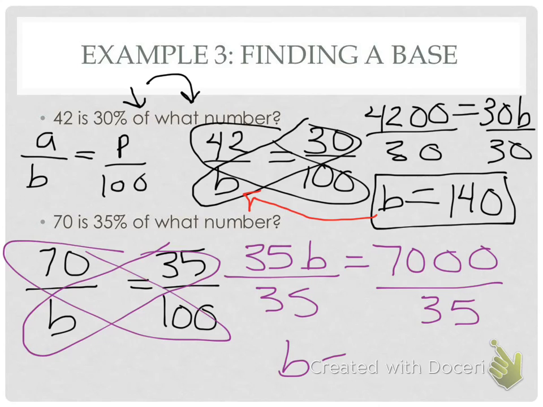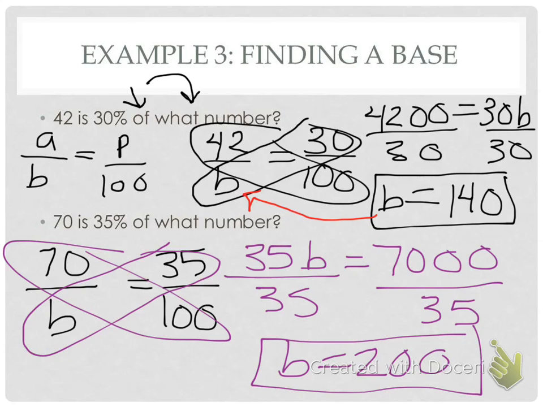And B equals 200. Notice I do not have a percentage in my answer. B is not a percent. It's just a number. The only time I have a percentage in my answer is when I'm solving for P. I'm solving for percent. If you understand everything that we just went over, that's all you need to know for 9.2.